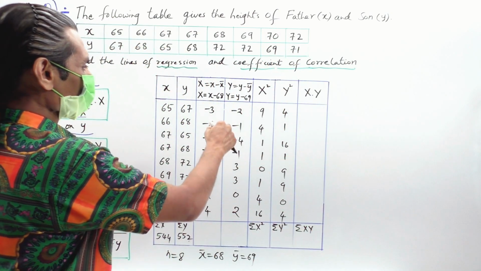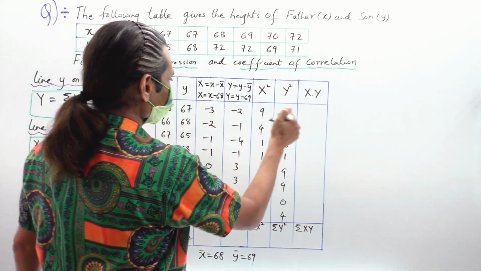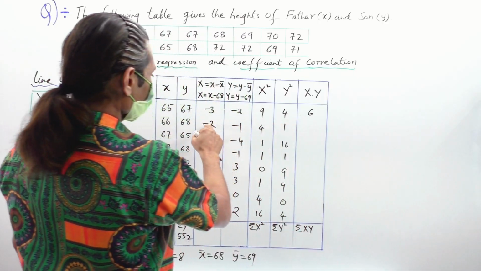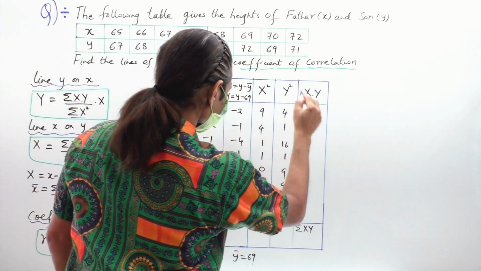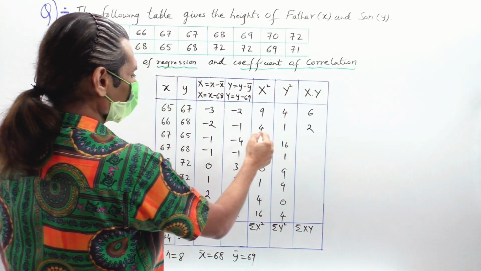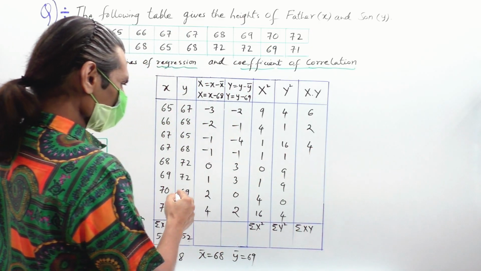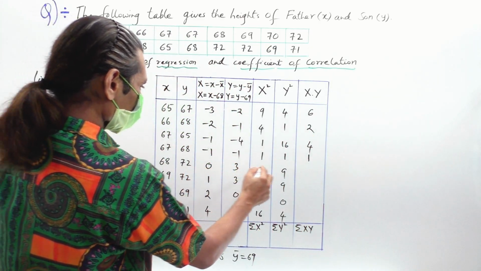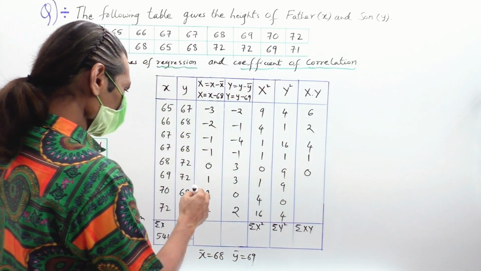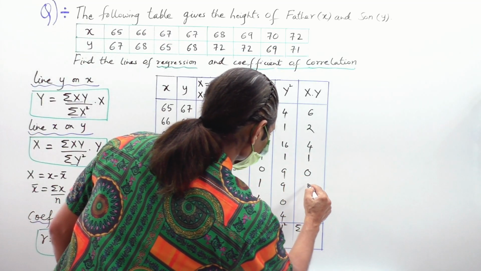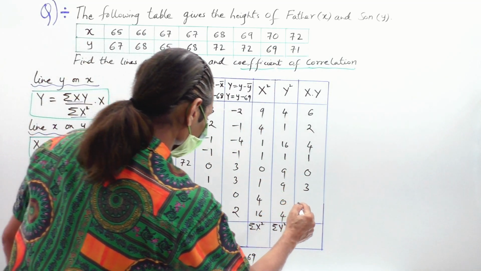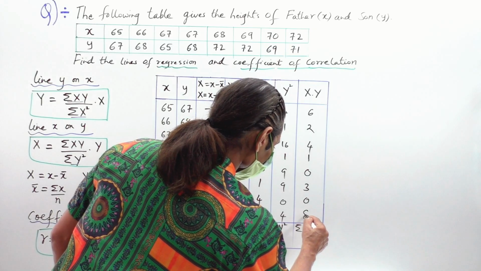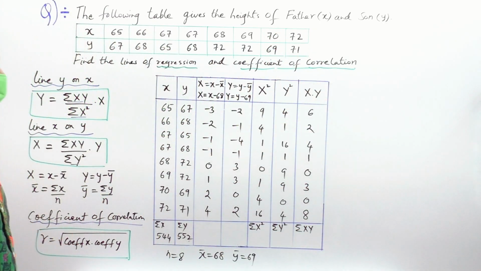Done. Then x into y: minus 3 into minus 2 is plus 6, then this is plus 2. Then minus 1 into minus 4 is plus 4, and this is plus 1, and this will be 0. Then 1 times 3 is 3, then 2 times 0 is 0, and lastly 4 times 2 is 8. So we have all the entries here.